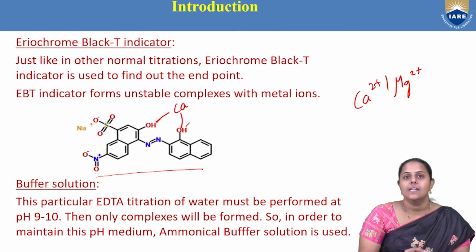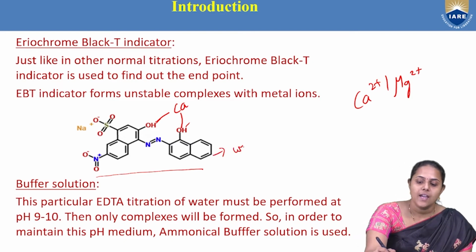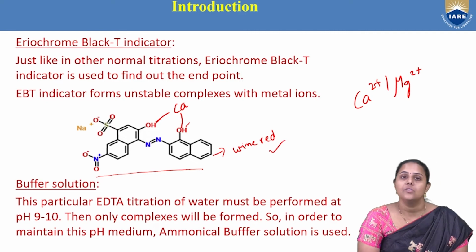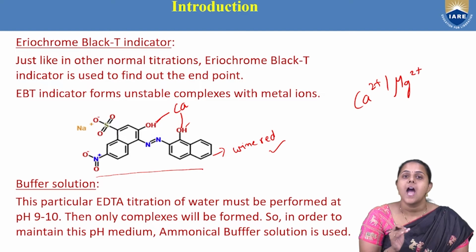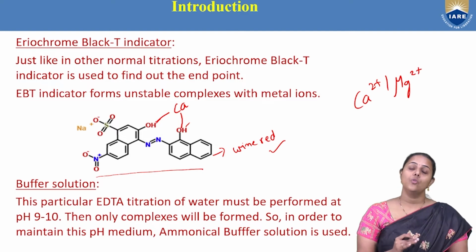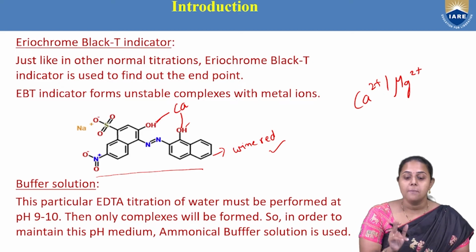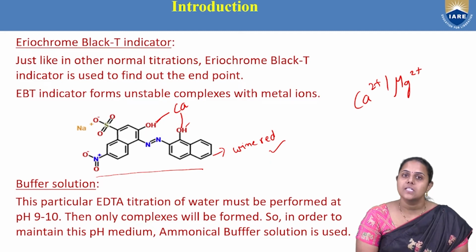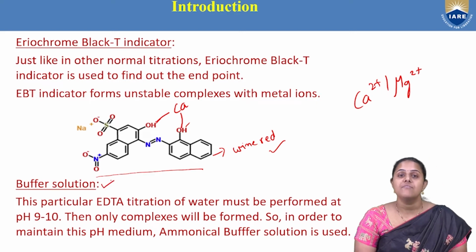At these places, the calcium will come and form a complex, and this will give a wine red color to the solution. When the calcium and EBT complex is formed, a wine red color is obtained, and these calcium EBT complexes are unstable complexes. Just remember what I told you: calcium and EDTA complexes are stable complexes, but calcium and EBT complexes are unstable complexes.